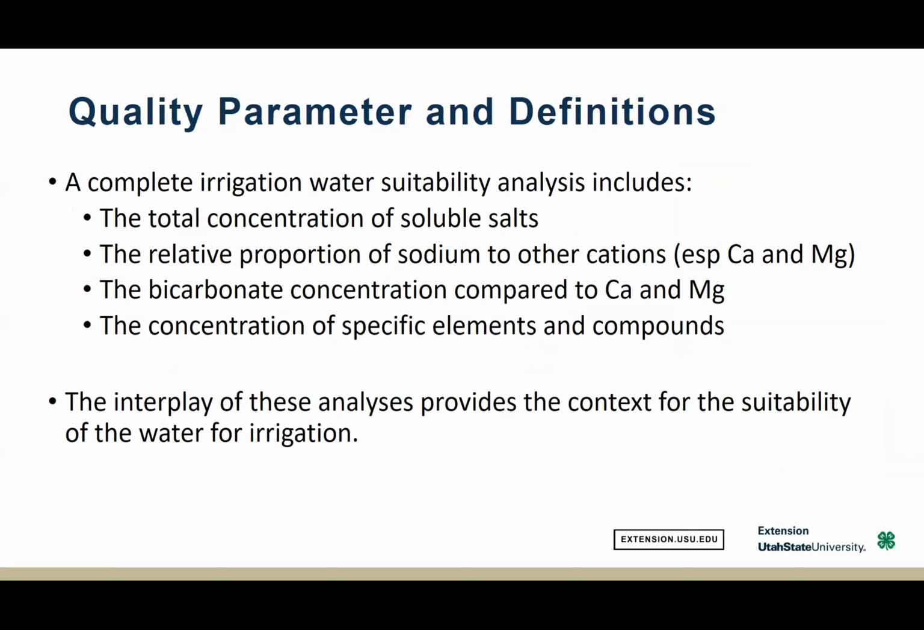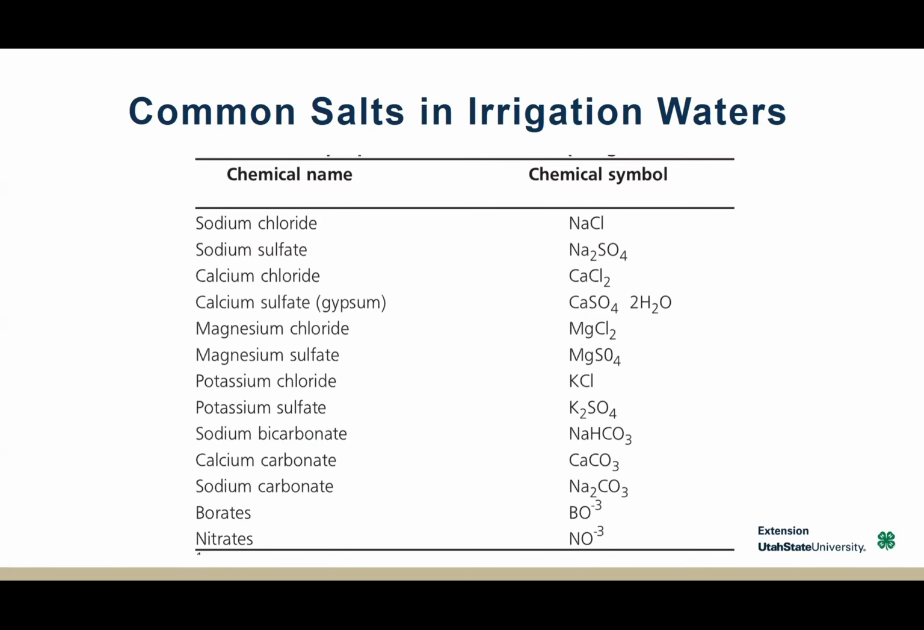So when we send that sample in, a complete irrigation water suitability analysis includes several important aspects: the total concentration of soluble salts, or the salinity; the relative proportion of the sodium to other cations; the bicarbonate concentration, particularly for well waters that we might be sampling, compared to the calcium and magnesium content in that water; and the concentration of other specific elements and compounds there. It's really the interplay of all of these that provides the context upon which we'll determine the suitability of that water for irrigation. So let's take a look at some of these in more detail.